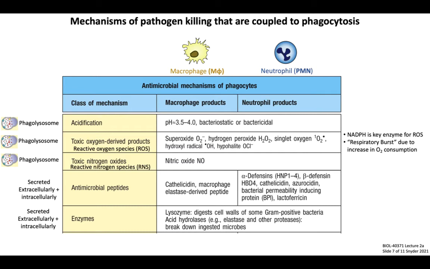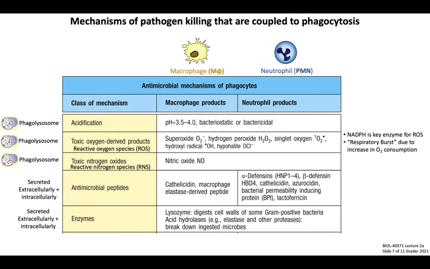Phagolysosomes also house toxic oxygen intermediates that are also referred to as reactive oxygen species, or ROS. These include molecules like superoxide and hydrogen peroxide that are highly reactive with other molecules and can help tear apart ingested microbes. Just as a side note, NADPH is a key enzyme used in the generation of ROS. And so phagocytes also exhibit something called the respiratory burst, where they rapidly consume large amounts of oxygen once they're activated in order to generate these reactive oxygen species. In addition to ROS, there are also reactive nitrogen species, or RNS, such as nitric oxide, which can kill microbes through similar mechanisms to ROS.